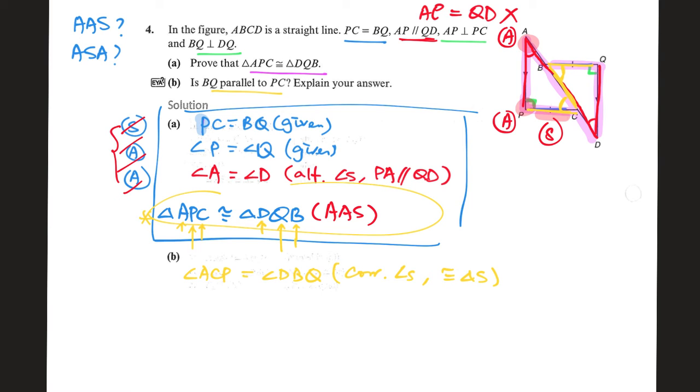So as a result, you do remember at first we wanted to say the two yellow angles are the same, so that the lines BQ and PC are parallel to each other. And the reason would be called alternate angles equal. Not very hard, right?